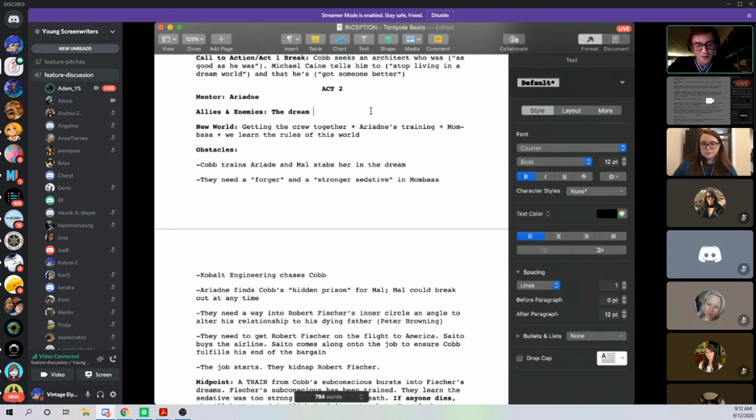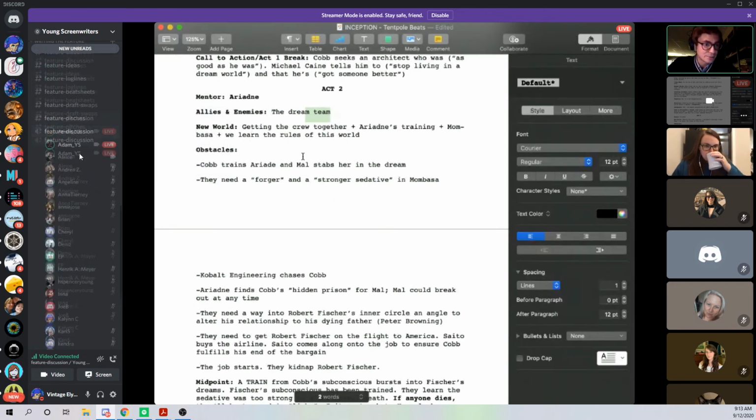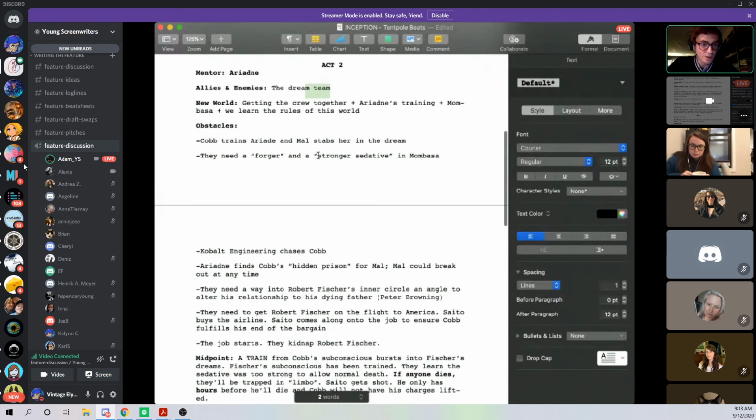All of the people, I forget all their names, all of the people that are on the dream team, the gang, the crew they're putting together with Ellen Page, Joseph Gordon-Levitt, Tom Hardy, all of these characters who are going to help them and possibly hinder them on the journey. They're sort of getting together in Act 2. And most importantly, this is tied to the new world.